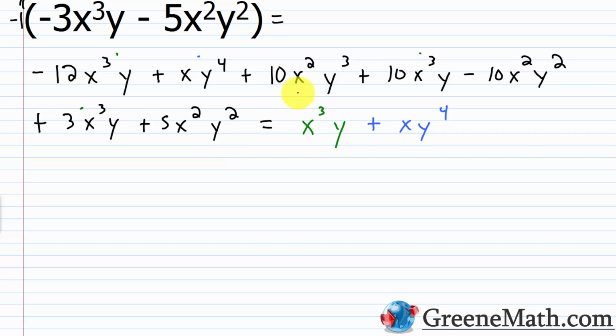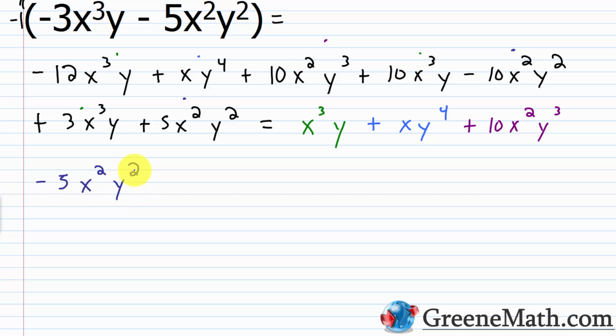And then we have x squared y cubed, and nothing else with that. So plus 10x squared y cubed plus. Lastly, we have negative 10x squared y squared and 5x squared y squared. So these are like terms. Negative 10 plus 5 is negative 5. Instead of putting plus, let me put minus. So we'll put minus 5x squared y squared.